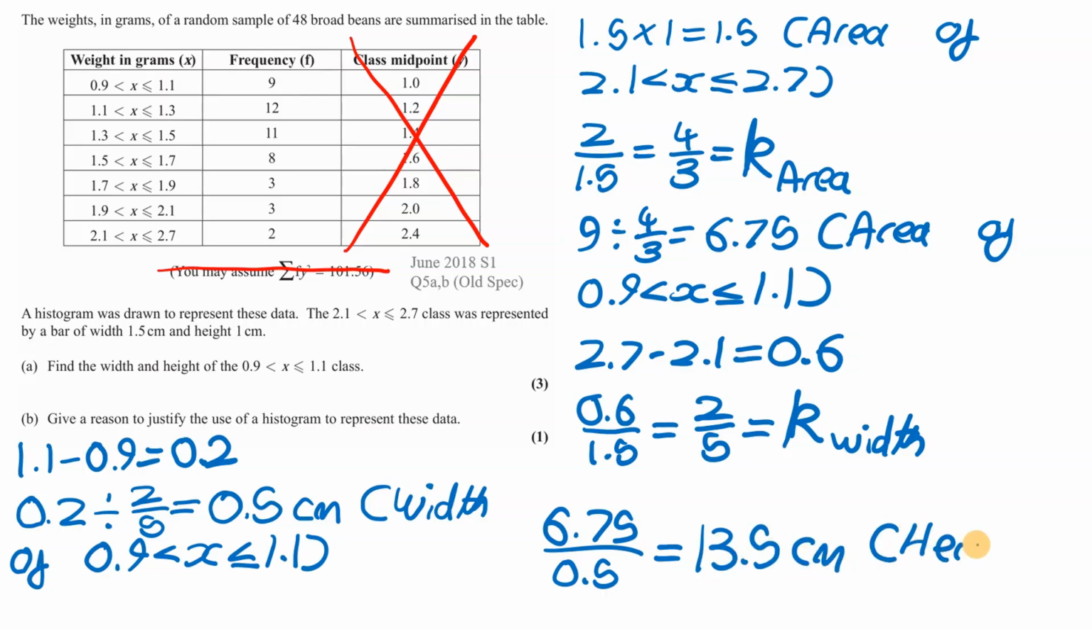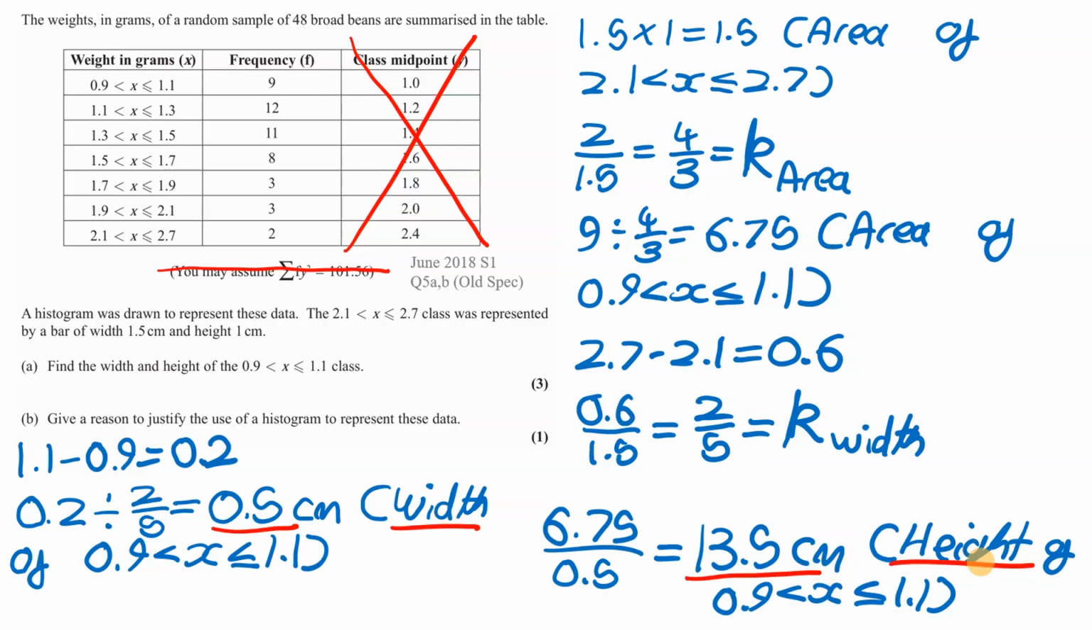So this is the height of the 0.9 to 1.1 bar, and this is the final answer. This 0.5 centimeters is the width, and this 13.5 centimeters is the height. I'm hoping that explanation makes some sense. Maybe rewatch it again if you don't completely understand it. And if you still don't completely understand it, there are quite a few examples in the book on a question like this.